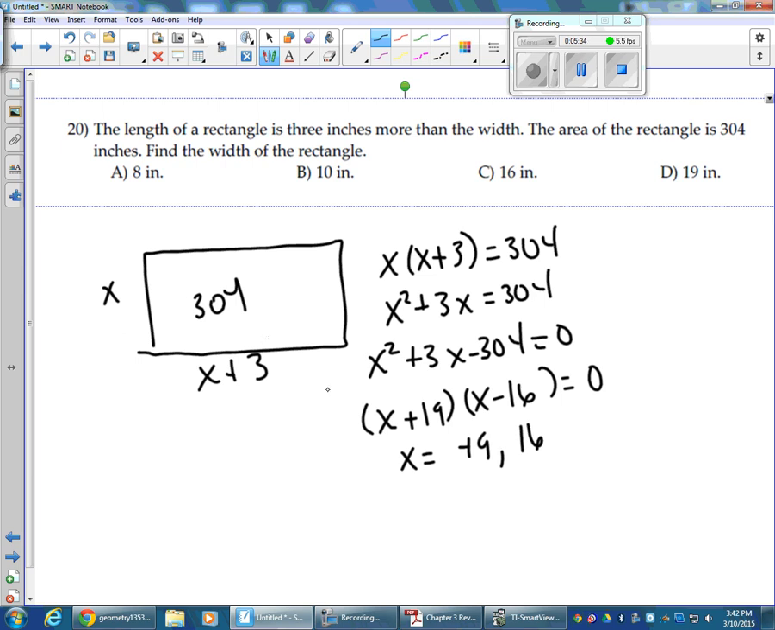Well, a side of a triangle can't be a negative. So the side of this triangle has to be 16. So this side's going to be 16, and this side's going to be 3 more than that, which is 19. So 16 times 19 is 304. They said the length is more than the width.